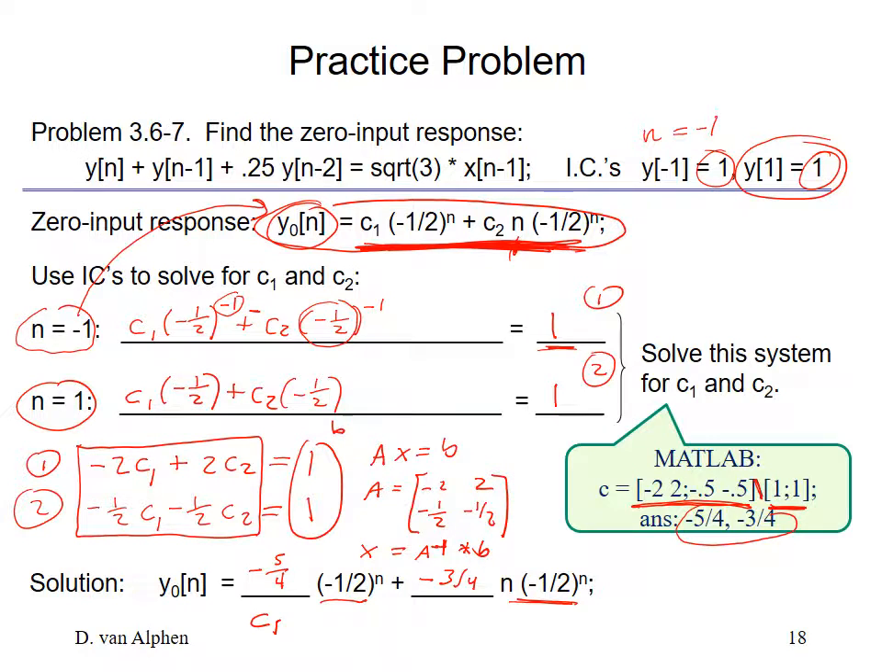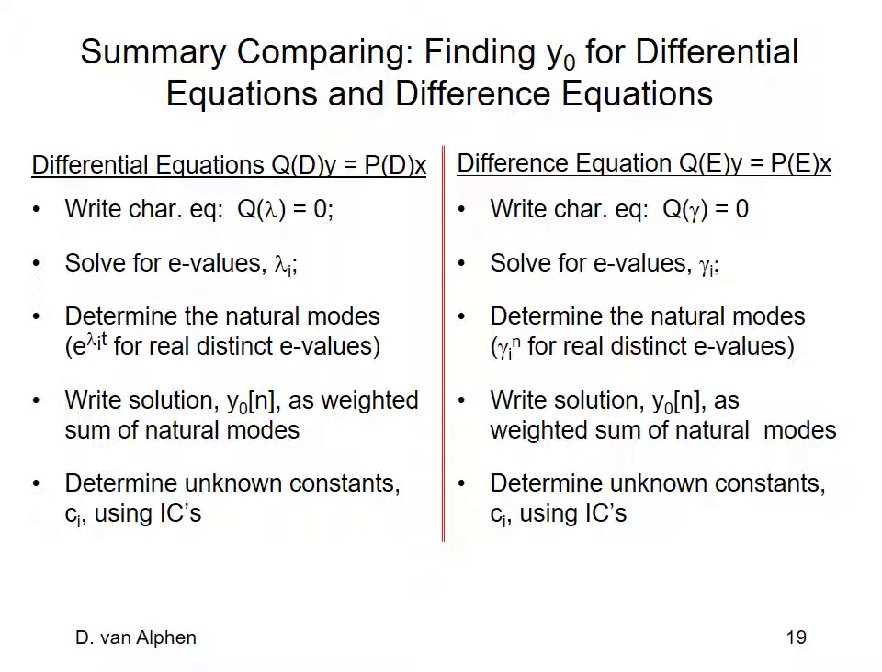And let's go forward again. So let's just summarize what we've done here. In this lecture, we compared how you find the Y0. Remember, that's zero input response. And we showed how we did it just in the way of review for differential equations. And then we said, what's different? How do we do it for difference equations?